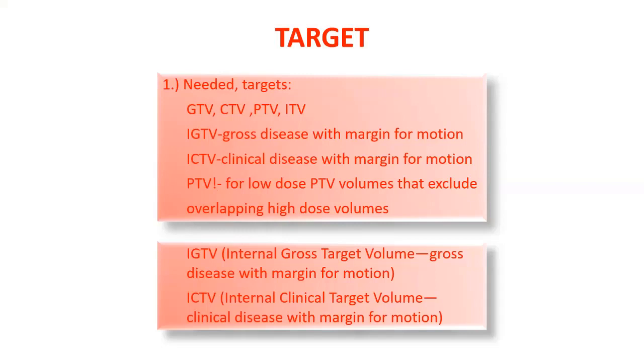IGTV, internal target volume, gross disease with margin for motion. ICTV, it's internal clinical target volume, clinical disease with the margin for motion.